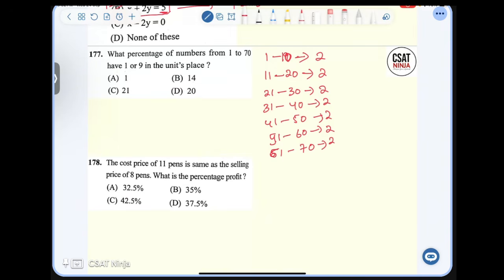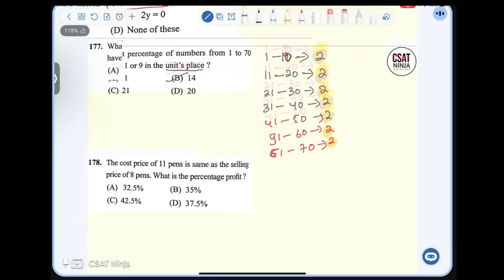So let's sum: 1, 2, 3, 4, 5, 6, 7 groups, 7 times 2 is 14. So the answer here is 14. Okay with this? We are talking about unit place only. Which means if you have 29, it means this one only. Even though you have 11, I'll just count it as 1 only, because unit place is only 1. So let's go to the next.